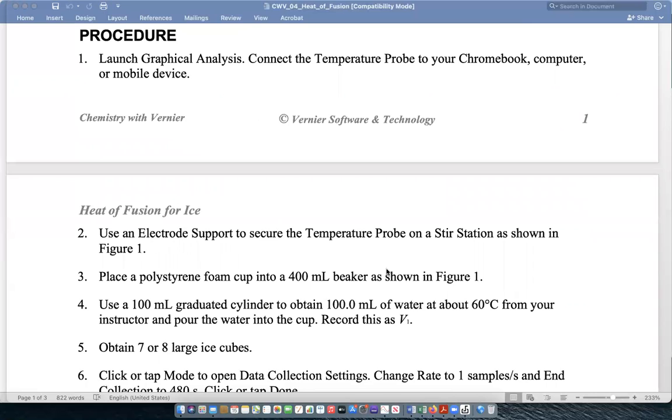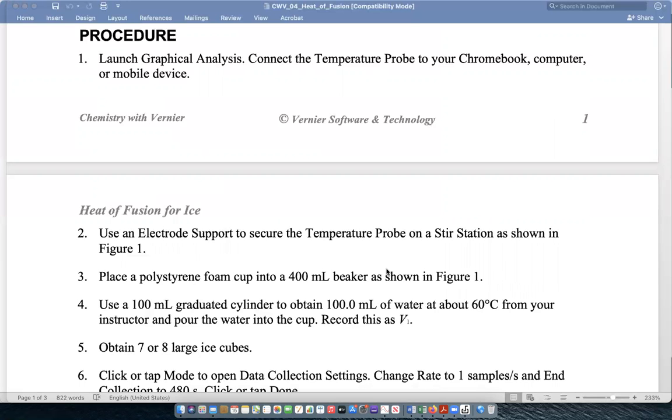We're going to have to open up Graphical Analysis on your particular device, whatever that might be, whether it's a PC or Mac or a Chromebook or an iOS device of some kind or an Android phone or device. You can get this download from Vernier's Graphical Analysis on their website. And if you need some help with that, your teacher can provide that information as well, which will be part of this package and this setup.